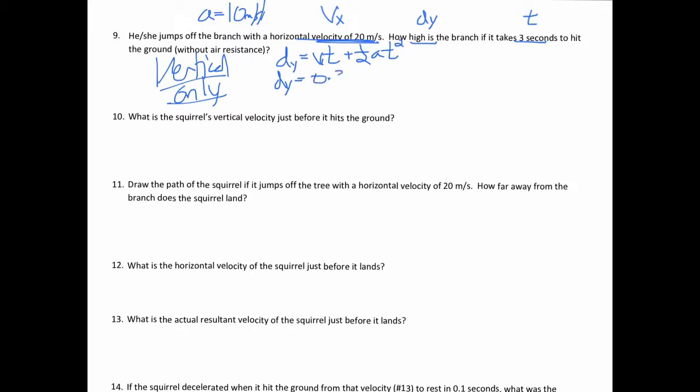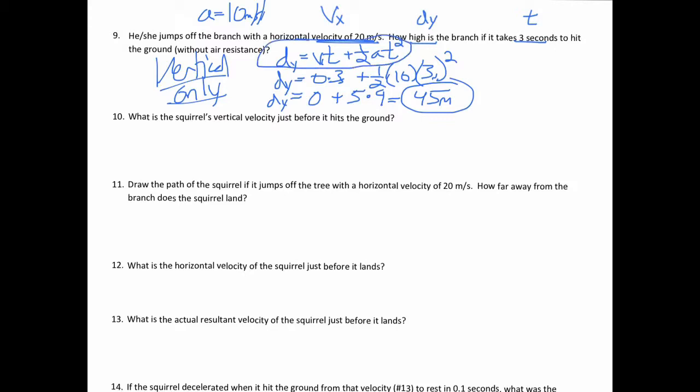T is 3 seconds, plus 1/2 the acceleration, still 10, and the time again is 3 seconds, that's squared, so again 0 times 3, 0, half of 10 is 5, times 3 squared is 9 seconds squared, so my vertical distance, 5 times 9, or 45 meters. That's the vertical distance. Again, this will work for any motion, just got to plug in the right stuff.